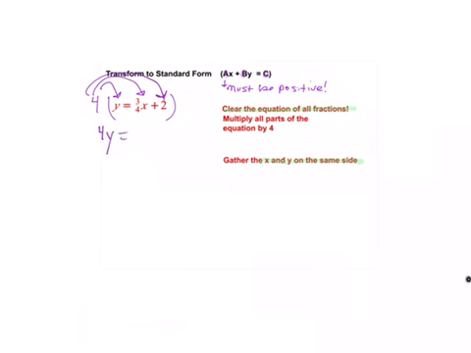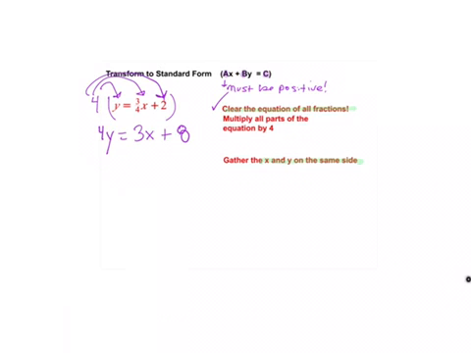So here's what we've got in our next step. 4y equals, remember what happens when you multiply 4 times 3/4 x? The 4's cancel out and we're left with 3x. 4 times 2 is 8. So 4y equals 3x plus 8. We're done with our first step, which is clearing the fractions. Now we're on to step 2, which is gathering x and y on the same side.